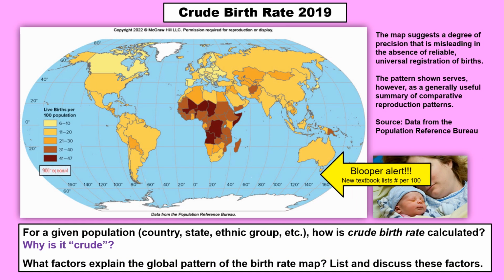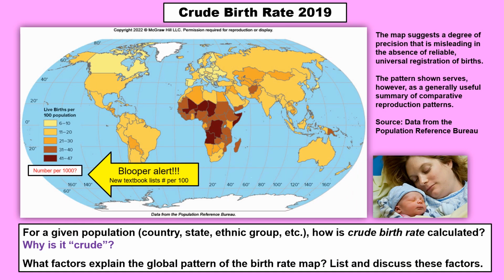Okay, well, let's take a look at some of these maps and these demographic statistics and try to draw some explanation about each one of these. Now, the first one is crude birth rate. And so you have a map in the textbook, ebook.